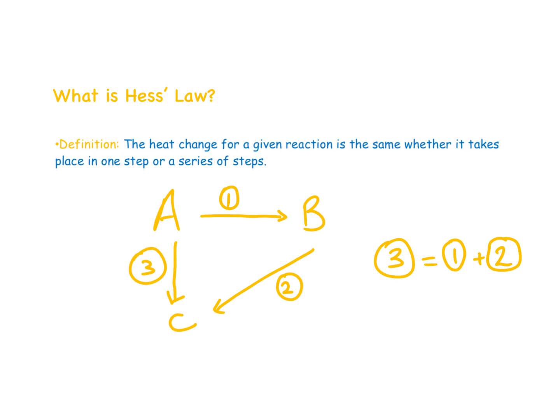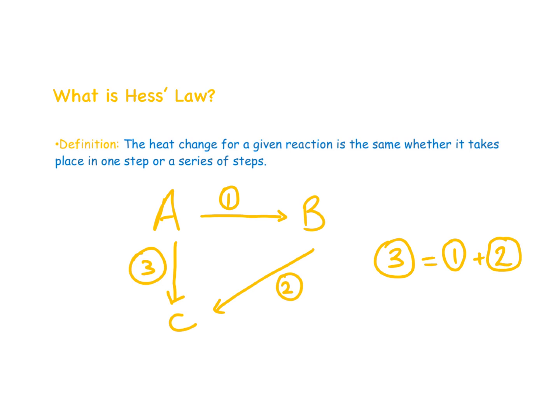So we have a definition here. The definition of Hess's Law is that the heat change for a given reaction is the same whether it takes place in one step or in a series of steps. That basically means that a full reaction could be made up of lots of smaller reactions, and that the heat change to go from the start to the finish is the same if it was one full reaction or loads of smaller little ones.